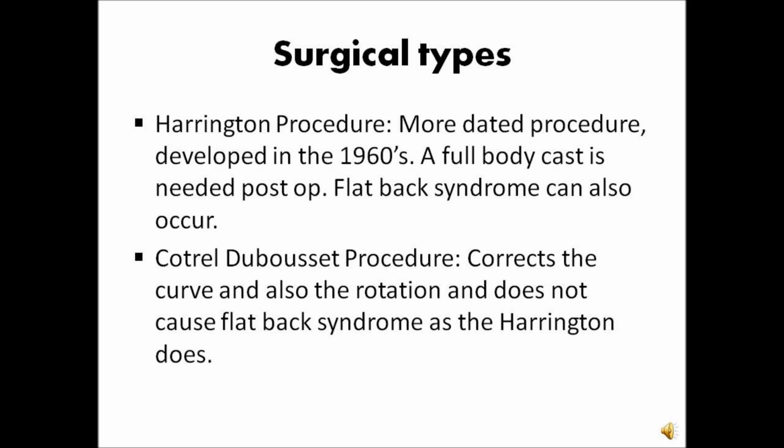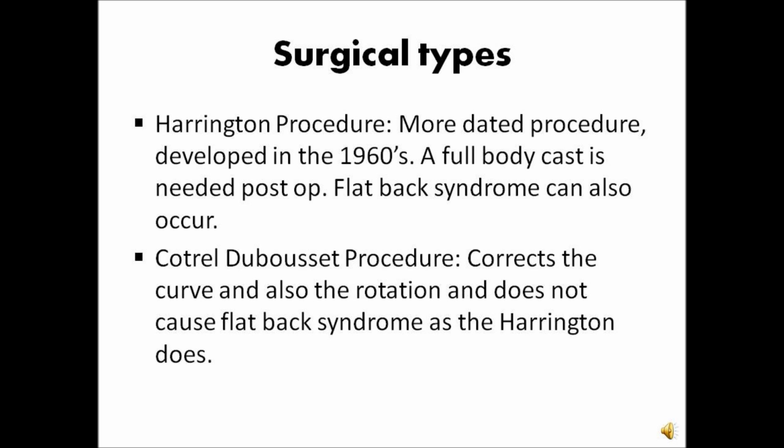Surgical types. Harrington procedure is a more dated procedure. It was developed in the 1960s, and it corrected the spinal curvature, but it did not account for the continued rotation that could occur, and so a full body cast is needed postoperatively. Flat back syndrome, where the patient may lose their normal lordosis, can also occur.